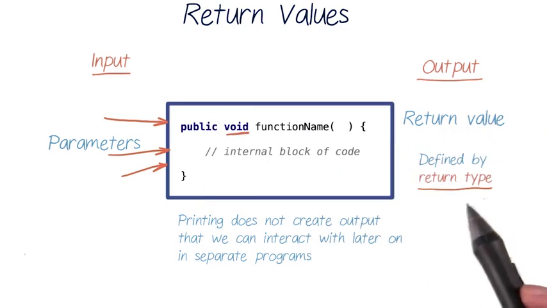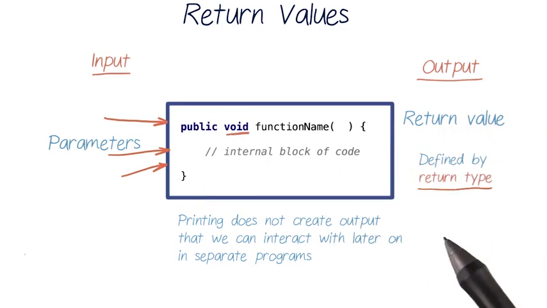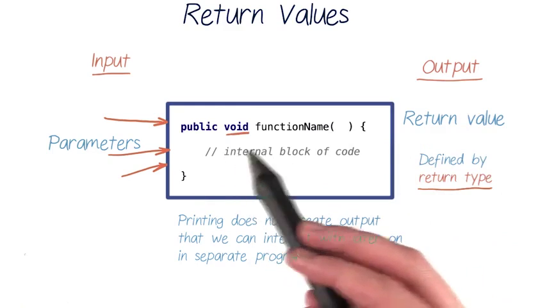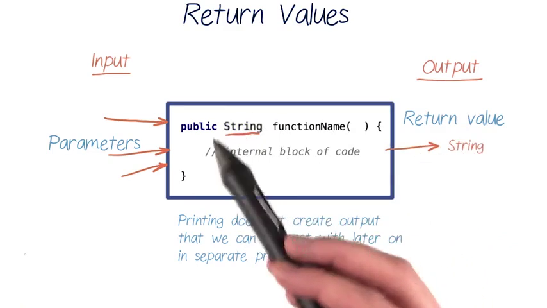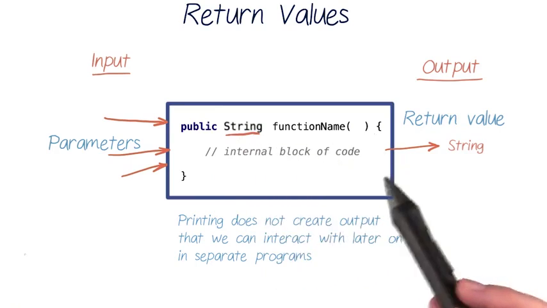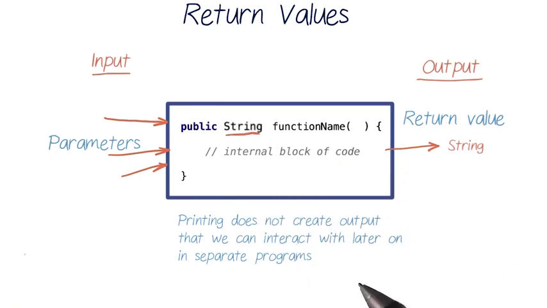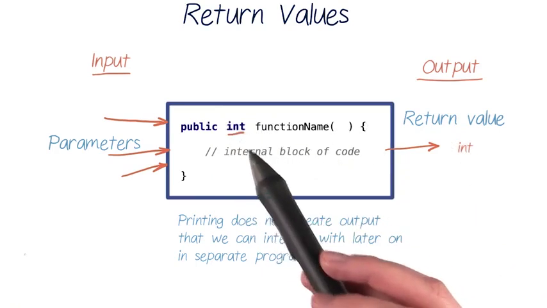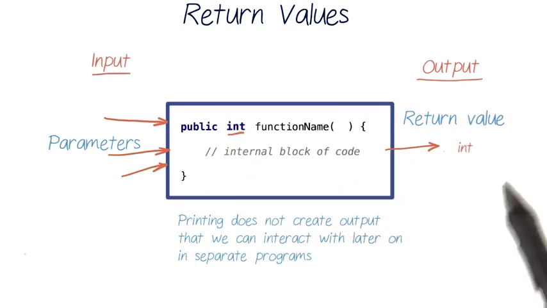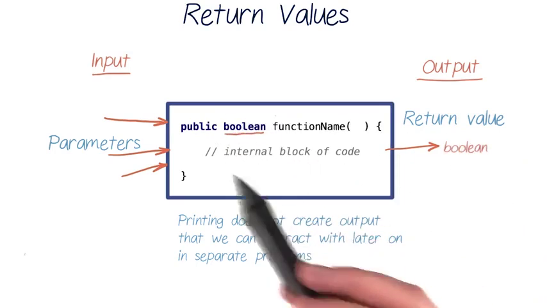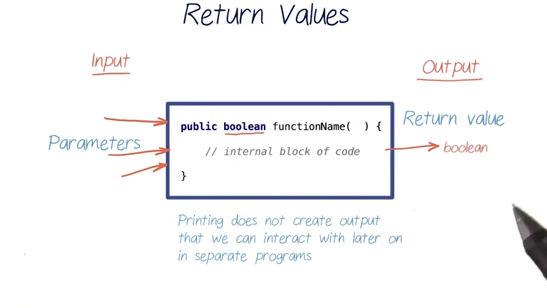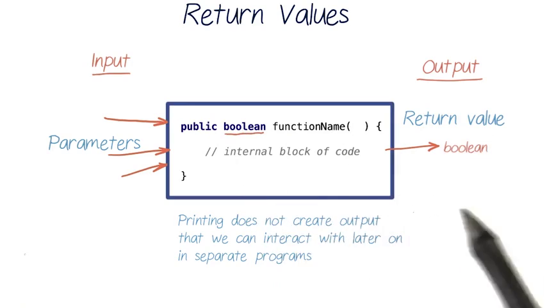The return value can be any type of data we want. We just have to specify what kind by changing this word void. By replacing this word void with String, we can return a string value, not the same as printing it out. If we change this return type to int, we can return an integer value. We can also return booleans, floats, and any type of data we've come across. And when we return these values, we can interact with them outside of our function definition.